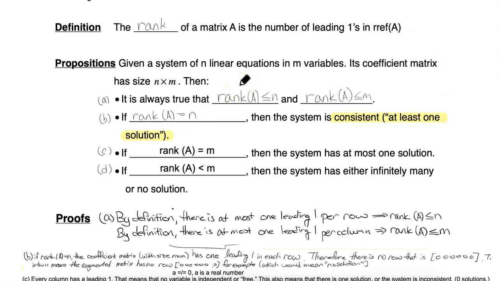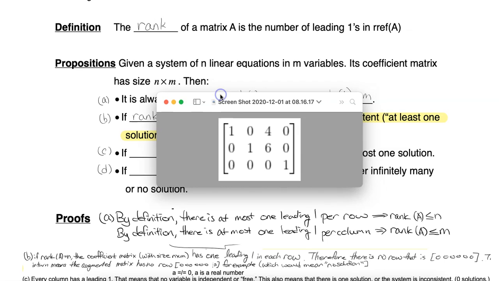There are now 4 propositions that we are going to go over that give us information about what the rank tells us and how to interpret that. Given a system of n linear equations in m variables, its coefficient matrix has size n by m. So in this example, if I bring it back, we have 3 equations.